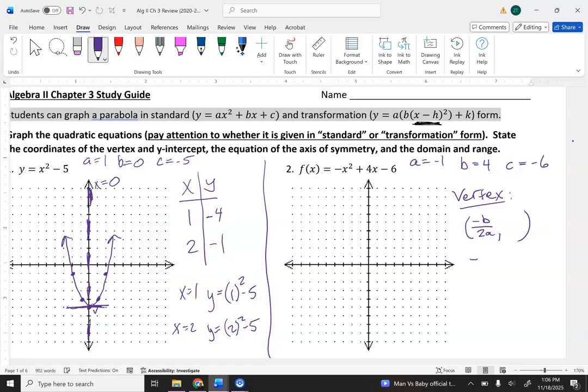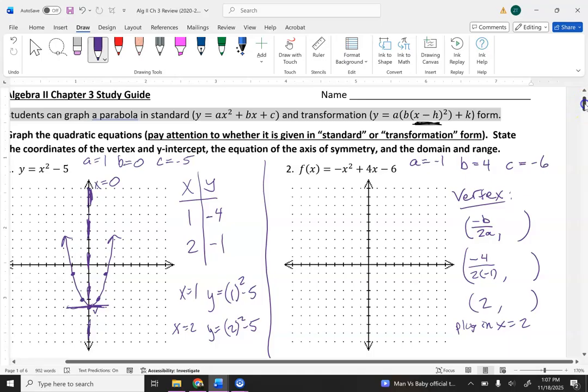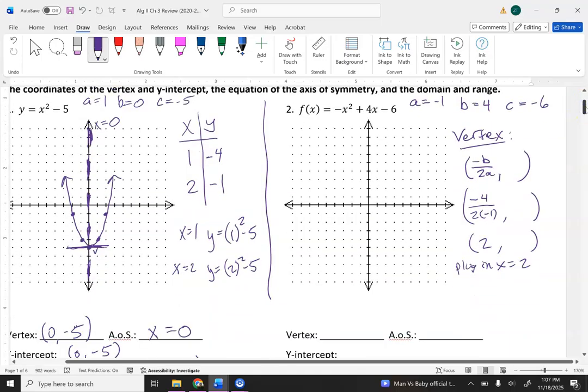So that would be negative 4 over 2 times negative 1. And if you simplify that, that would be negative 4 divided by negative 2, which would be 2. All right, so our x value for our vertex is 2. We now need to plug in x equals 2. So we can do that by going back up to the original equation.